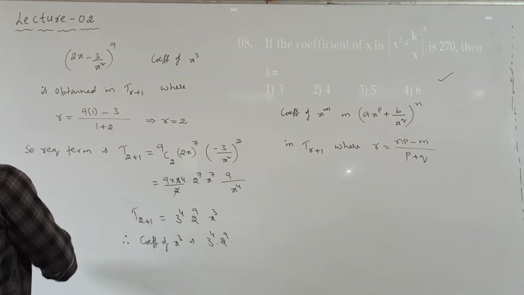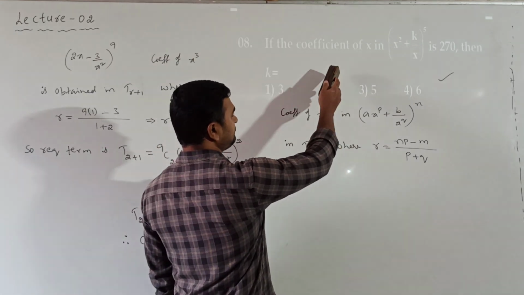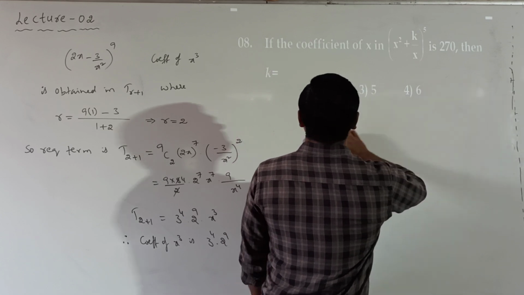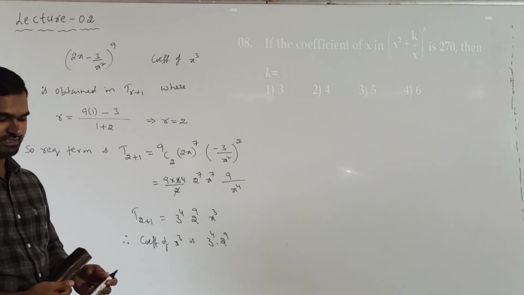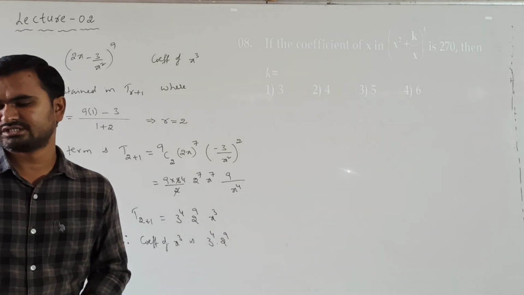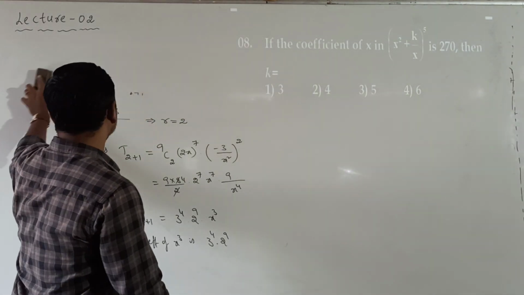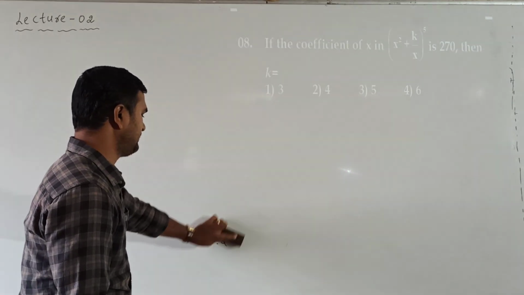If the coefficient of x in the expansion (x square plus k by x) whole power 5 is 270, then what is the k value? So again, this problem we can solve by using this formula. Given the coefficient of x is 270 in the expansion, so here only the coefficient is given. Now we need to find the constant k value. So the coefficient of x means what is the power of x here? Power of x is 1. So m is 1.